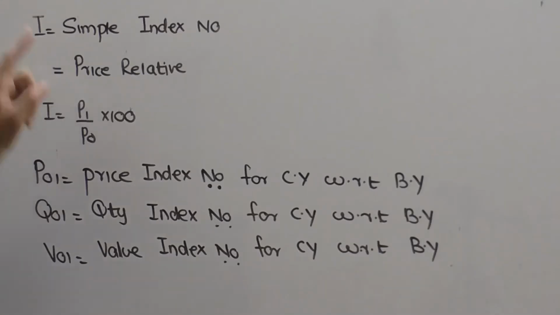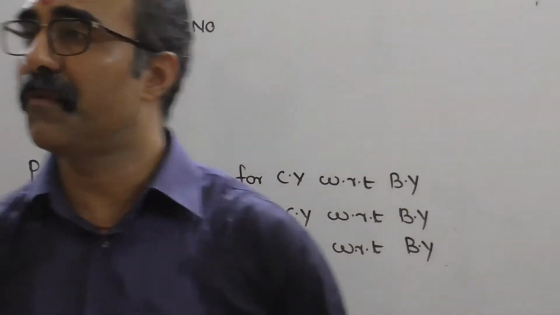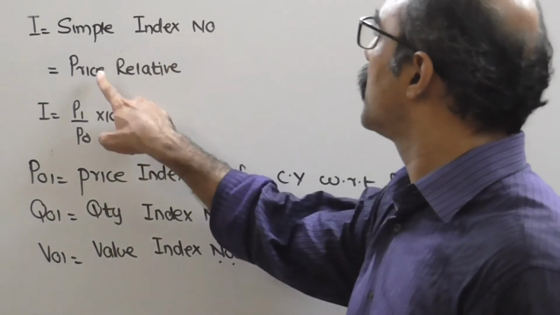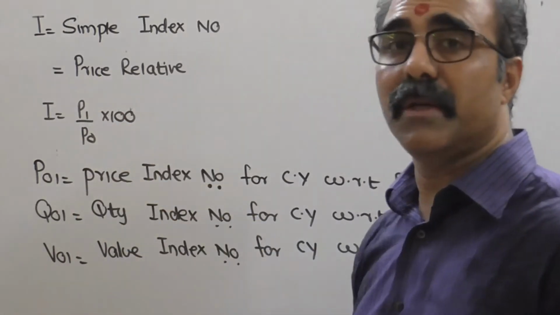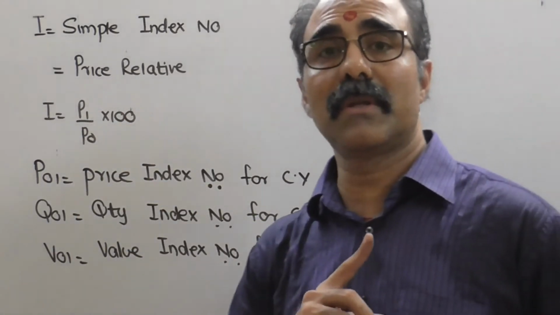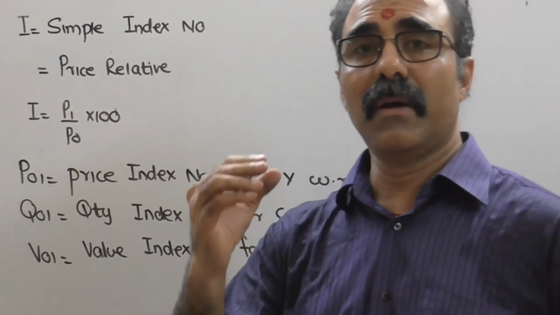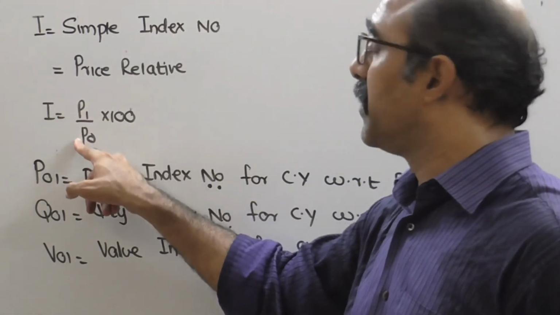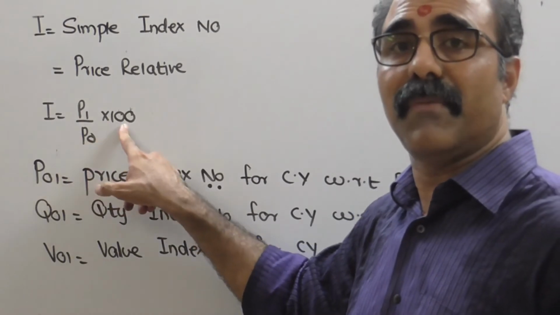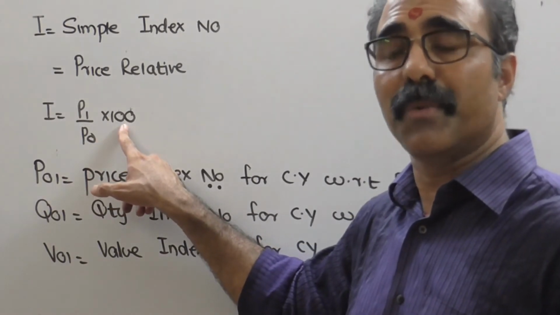Now this I is a symbolic notation for simple index number. It is also called as price relative. I equal to P1 upon P0 into 100. We have used this in the previous example. Whenever we did the change in the price, I think we did the current year's price divided by the base year price and we multiplied it with 100. I hope you remember that.